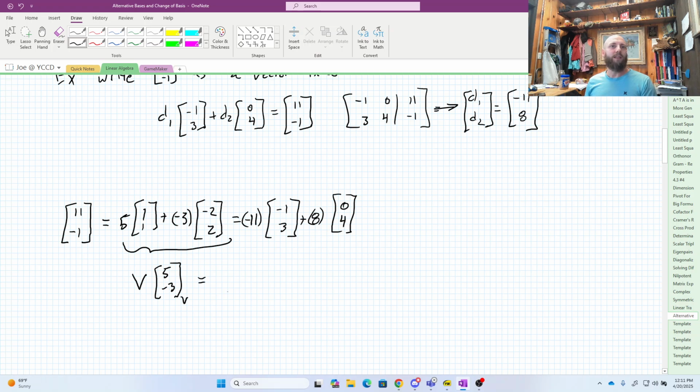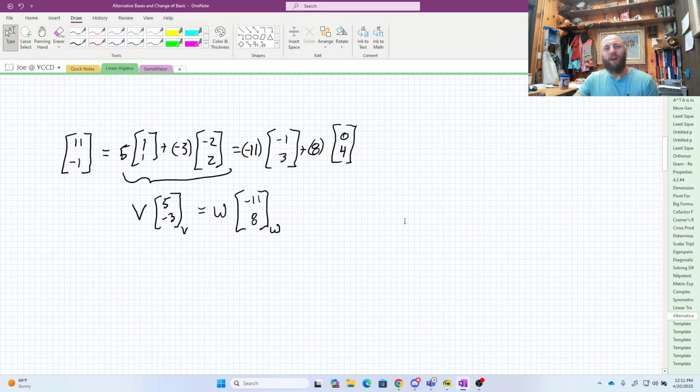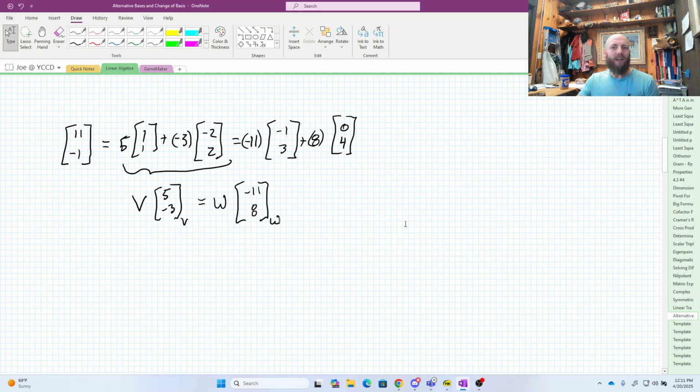And that's the V version of my standard basis vector. And I can rewrite this as W. That's this matrix, right? That's going to be this first basis vector and this second basis vector, times this vector negative 11, 8. And that's in W coordinates right now. And the cool thing is I could do this for really any vector, and then I could come up with a way to convert between coordinates.